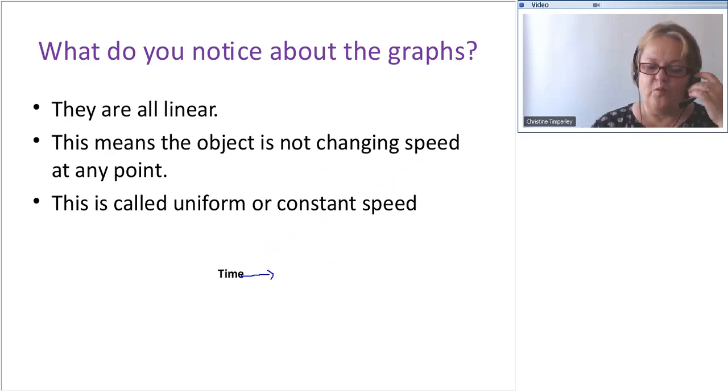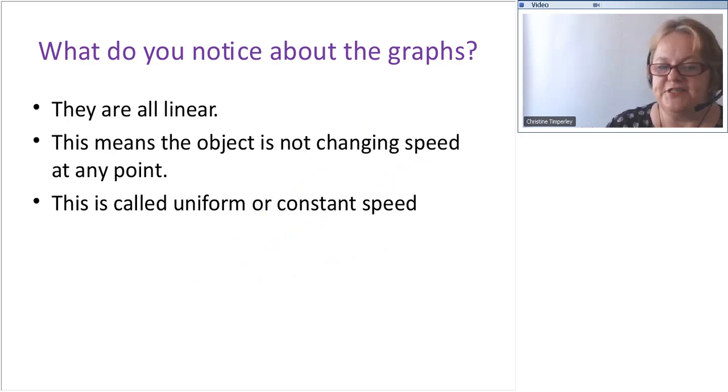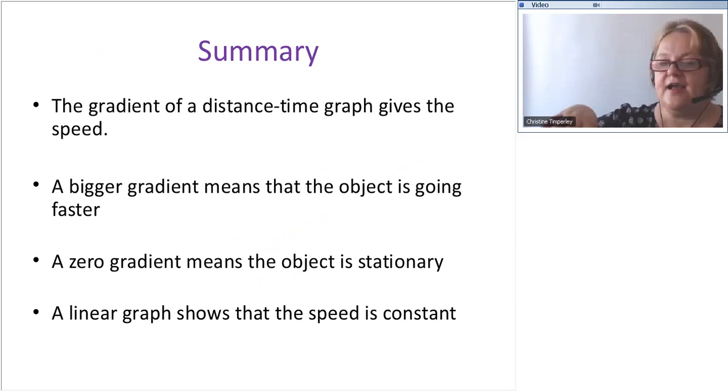So what we've been looking at up till now is just constant or uniform speed. Obviously, if we see a curve, then we know that the speed is changing and we've got a non-uniform speed. So if it's linear, then the speed is constant.